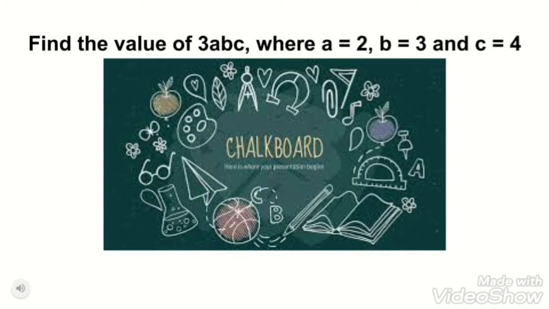3ABC. So remember, when you see a variable right next to a number, right next to other variables, that just means multiply. It doesn't mean just plug in where A is 2, B is 3, C is 4. That doesn't mean your answer is going to be 3,234. No, that means multiply 3 times A times B times C. You get it? So we're going to find the value of that.